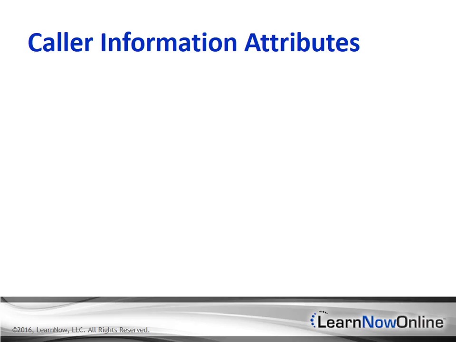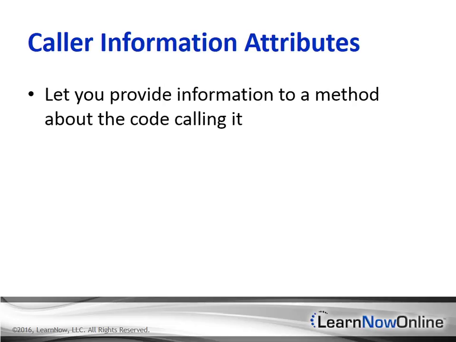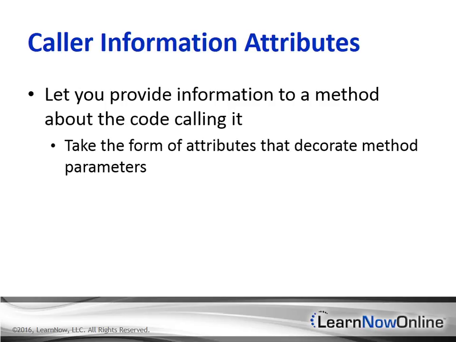Here's a little bit of a funky, but oftentimes very helpful feature in C#. And they're caller information attributes. So caller information attributes let you provide information to a method about the code that is calling that method. These take the form of attributes that decorate method parameters. That's kind of a new thing that we haven't encountered before. We haven't worked with attributes all that much, and parameter attributes are really just kind of weird.